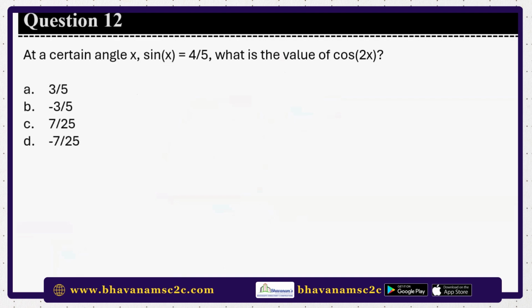Here comes trigonometry. What they're asking us is at a certain angle, but they didn't give us any angle here. At a certain angle, sin x equals 4 by 5. What is the value of cos 2x?